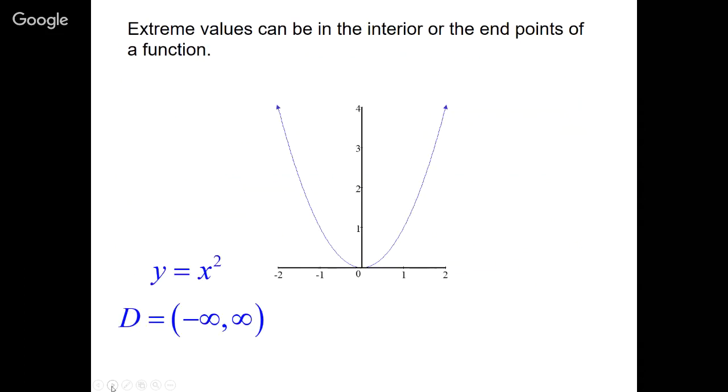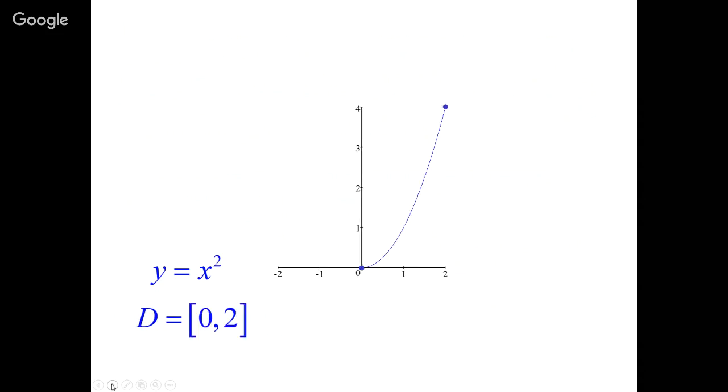All right, so moving along here, I'm going to give you some examples. You can find extreme values of functions in the interior or at the endpoints of a function. Now this function is very familiar. Y equals x squared, the domain is negative infinity to infinity, an open interval here. And clearly we have an absolute minimum at x equals 0, and the value is 0. But we don't have any absolute maximum, because the end behavior rockets off to infinity in both directions.